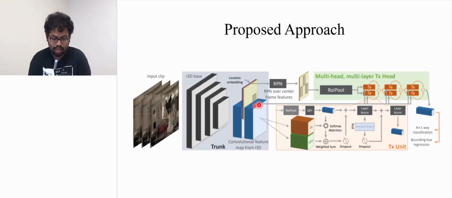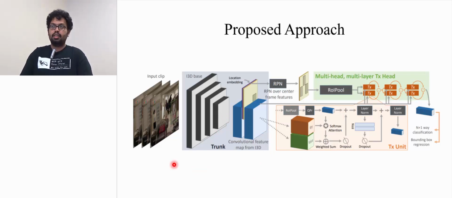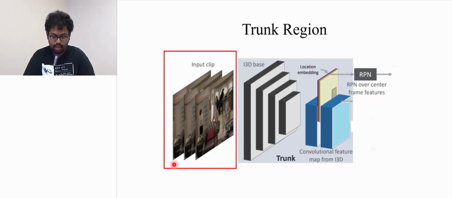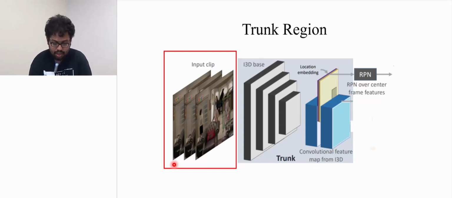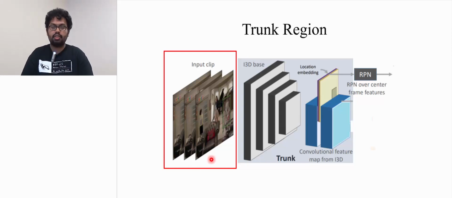This is the entire pipeline of their proposed approach. I will first go through the flow of this network, and then I will be explaining each and every block in detail. The pipeline is first divided into two regions. The first region is called the trunk region. In the trunk region, they pass in an input clip, which is a series of frames extracted from a video.